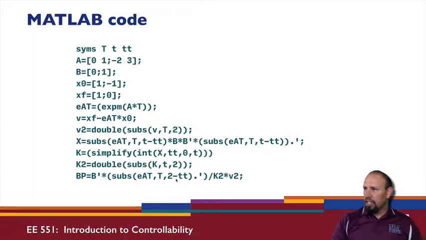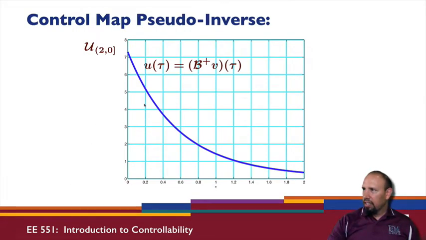So this actually gives us our control sequence, and it'll give it as a function of time tau. Here TT is, instead of using tau, I'm using TT. And so it gives us the actual function. And that's actually what we're plotting here. Okay. We just plot this versus tau.